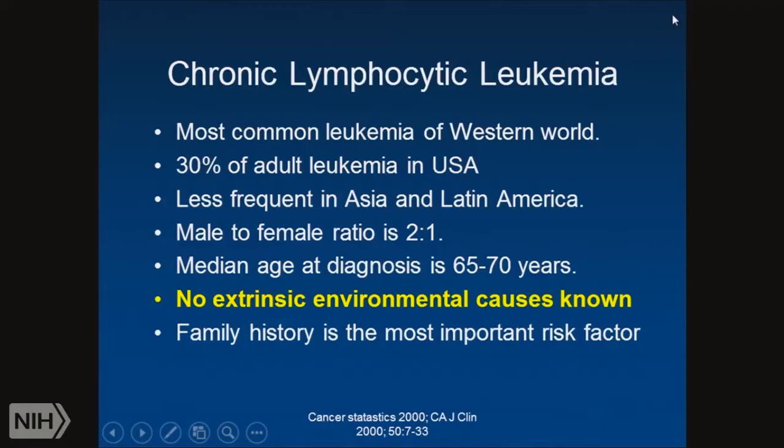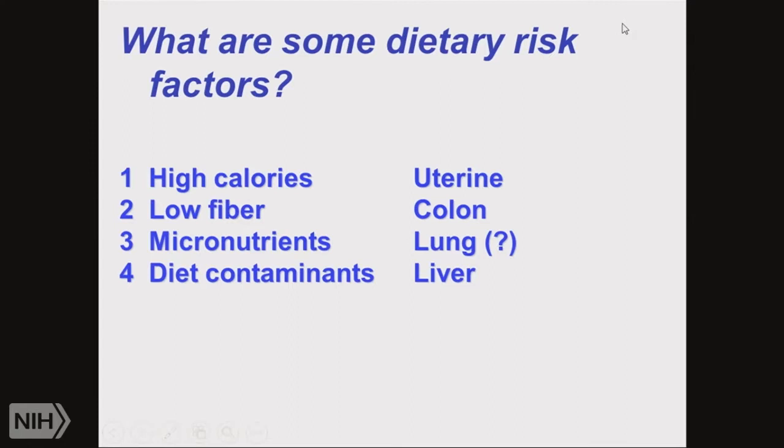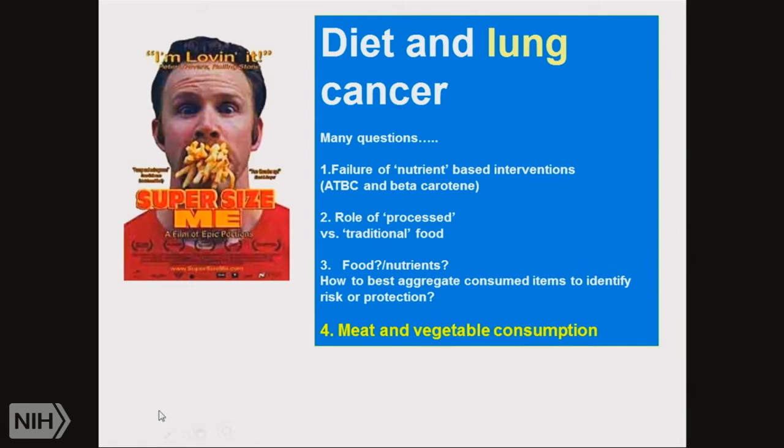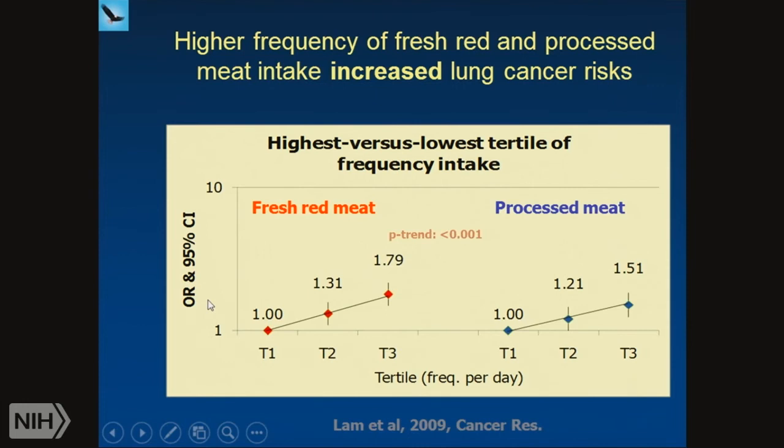Okay, I mentioned chronic lymphocytic leukemia. I mentioned some of the challenges in nutritional epidemiology. I don't have time to go into a lot of the issues with diet, but believe me, that could also be a whole talk. In our study in Italy that I told you about earlier, we did look at fresh red and processed meat intake and did show a dose response. And probably the most consistent finding in nutritional epidemiology is that the more red and processed meat you eat, over a variety of cancers, the more your risk increases. So treating meat as a condiment is probably not a bad idea.